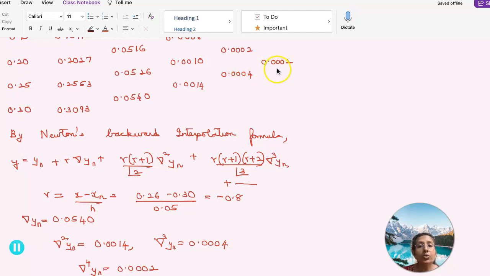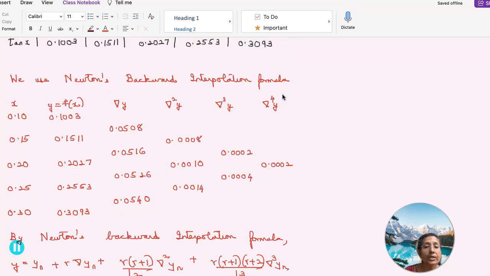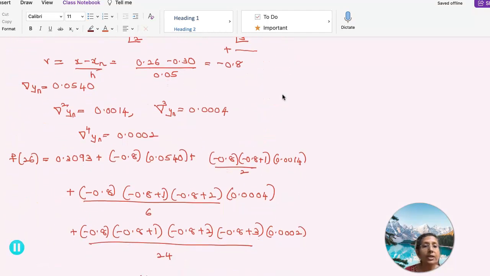It is 0.0002. Now, why are we taking the backward difference formula? Because we have to find tan of 0.26, which is close to 0.30. So substituting these values in the formula, we get del yn is 0.0540.